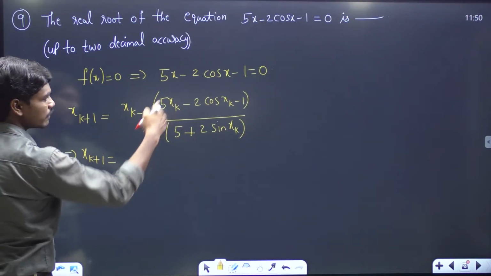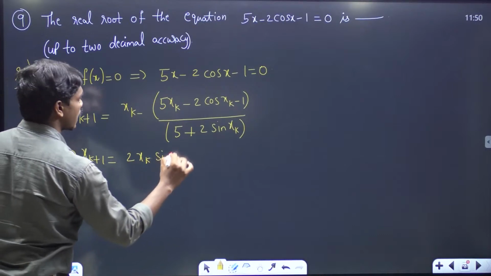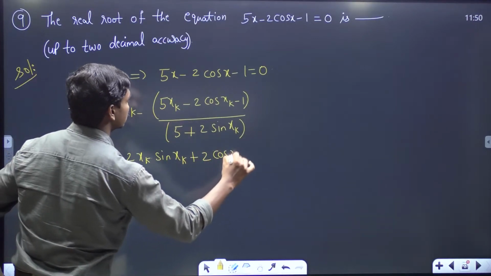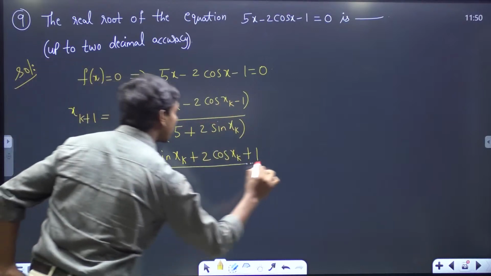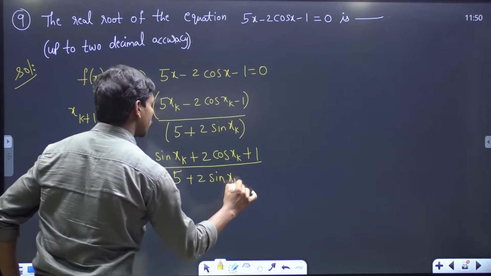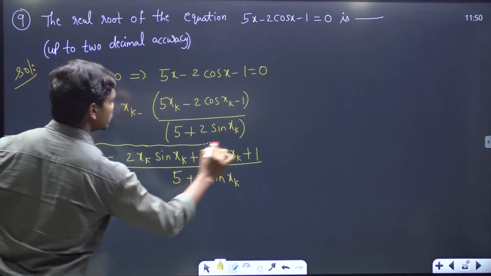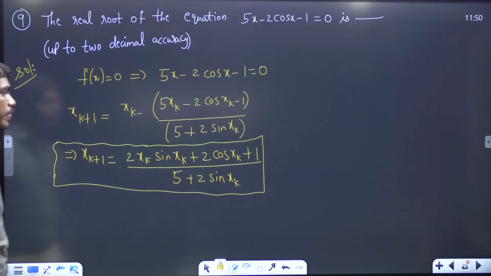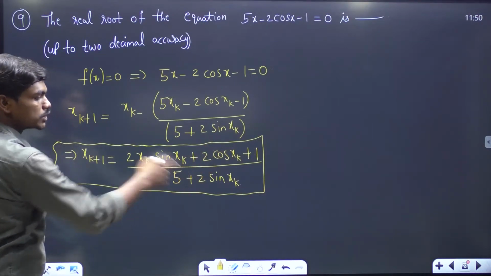So if you simplify the things, x(k+1) is equal to, if you multiply this 5 with here, this 5xk and 5xk get cancelled. So 2 times xk into sin xk, minus into minus plus 2 cos xk, minus into minus, again we have plus 1, divided by 5 plus 2 sin xk. This is the value that we have. So we need up to 2 decimals accuracy. So for this iteration formula we can perform calculations: (2xk sin xk plus 2 cos xk plus 1) divided by (5 plus 2 sin xk).